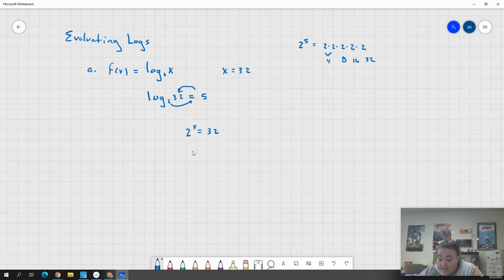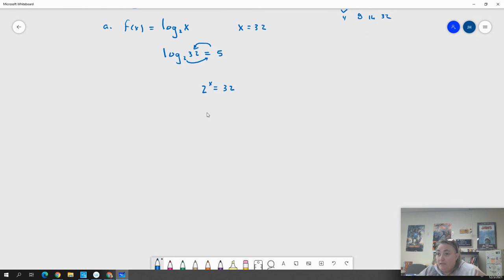So let's look at B. If I have f of x equals log base 3 of x, and we're saying that x equals 1, we're saying, well, if I have log base 3 of 1, what does that equal? We're saying 3 raised to what power equals 1? How much do you guys remember about your rules of exponents?